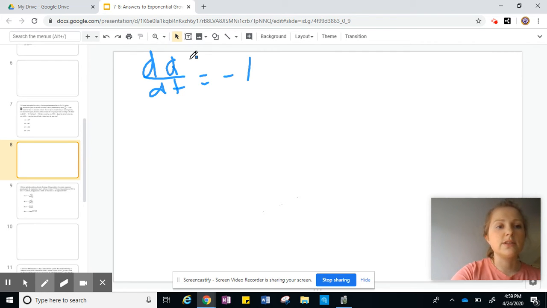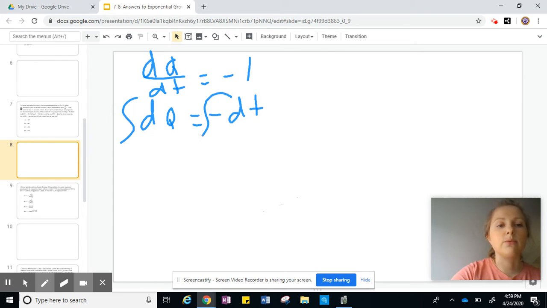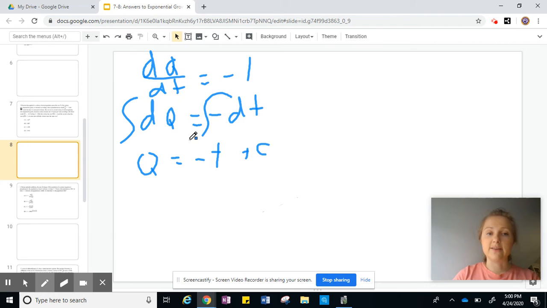So for this, when we do separation of variables, we have dq equals -1 times dt. Integrate both sides, and you're left with q equals -t plus c. Great, that's definitely a linear model. It's got a slope of -1. That's perfect.